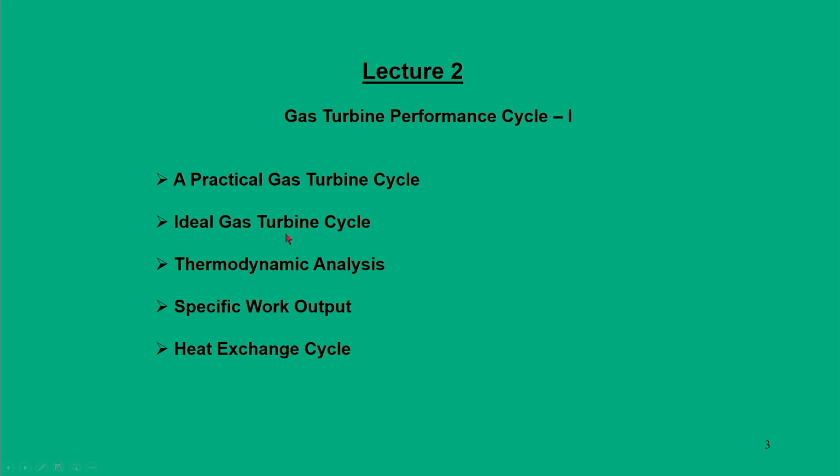Second is the ideal gas turbine cycle, because to have a practical gas turbine cycle we must have theoretical estimates. Here we will talk about the ideal gas turbine cycle, and in fact the ideal gas turbine cycle is nothing but the Brayton cycle. This is similar to the concept that when you deal with IC engines, the Otto cycle is the ideal air standard cycle for SI engines, and the diesel cycle is the ideal air standard cycle for diesel engines.